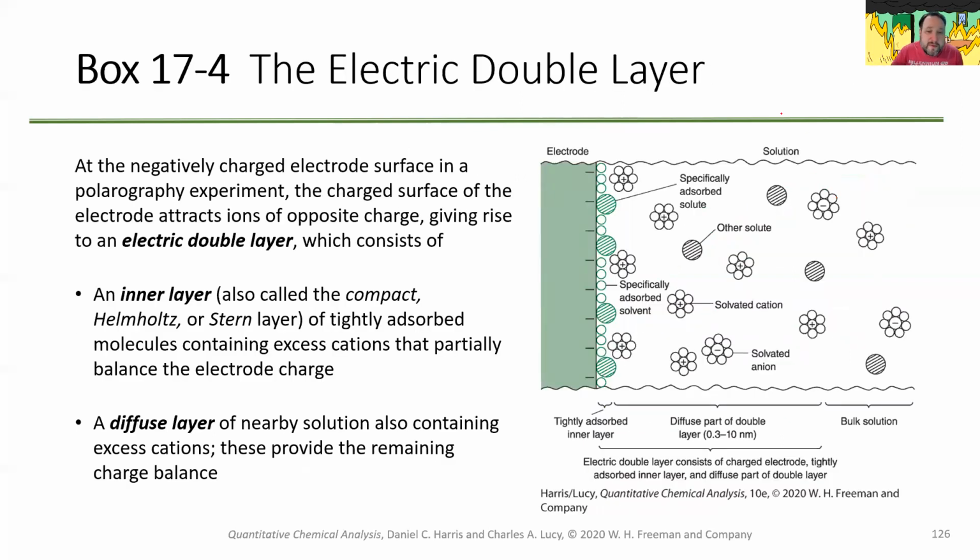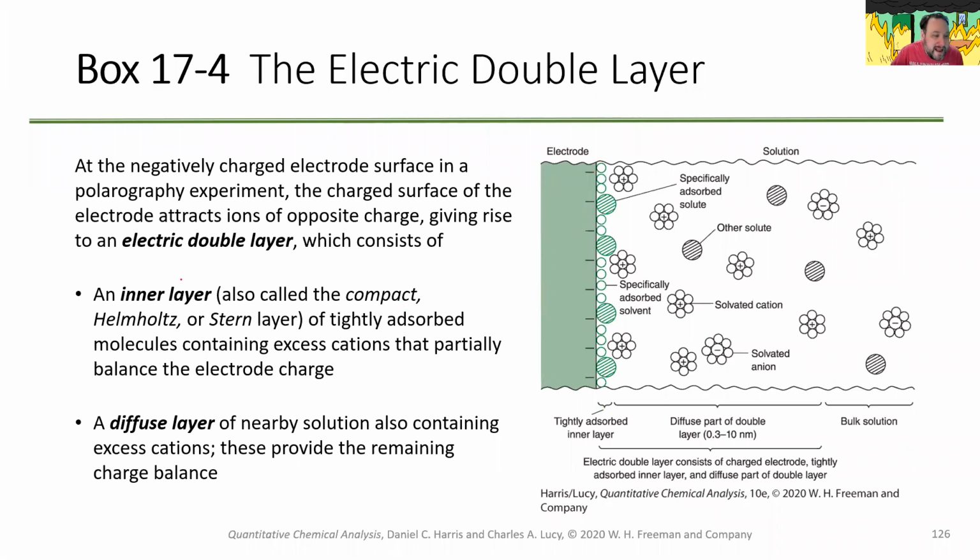So you end up with what's called an electric double layer forming. At the negatively charged electrode, the surface of the polarography experiment, the charged surface of the electrode attracts ions of the opposite charge, giving you this double layer. You're going to have an inner layer. So you've got your electrode surface, right? And then you've got a tightly adsorbed inner layer, right? That's where all of the actual action can happen.